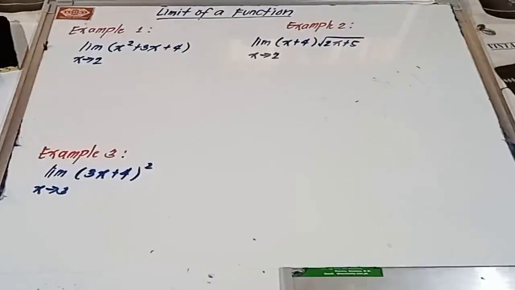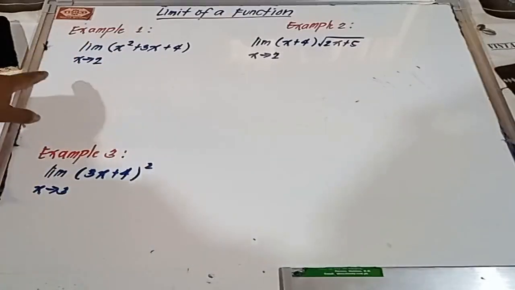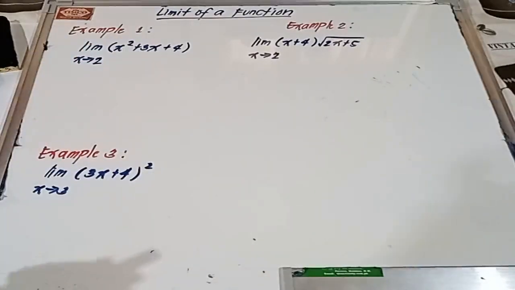Okay, good day. So, I'm going to give you examples on how to determine the limit of a function using the eight theorems of limits. I have here example 1, example 2, and example 3. We have example 1: the limit of the quantity x squared plus 3x plus 4 as x approaches 2.